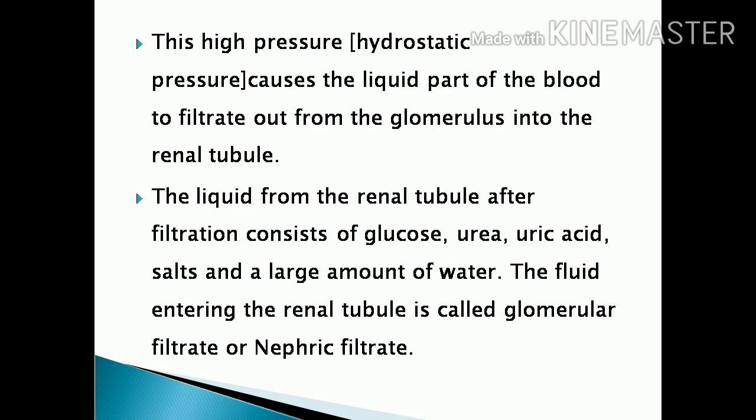Because of this high pressure, the liquid part of the blood is filtered out from the glomerulus. When it is filtered out, that part will enter the renal tubule. So when the liquid part is filtered out from the glomerulus, it enters the Bowman's capsule, then it goes to the renal tubule. This filtration is called ultrafiltration, because the filtration of blood takes place under extraordinary force, or under high pressure. That's why it is called ultrafiltration.